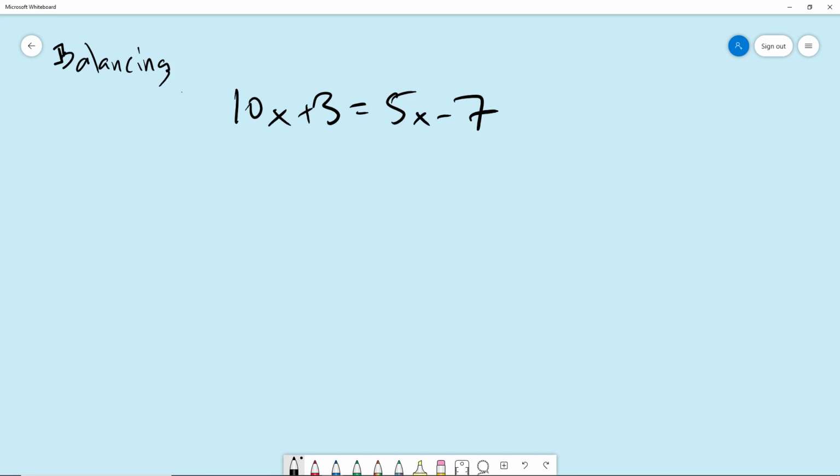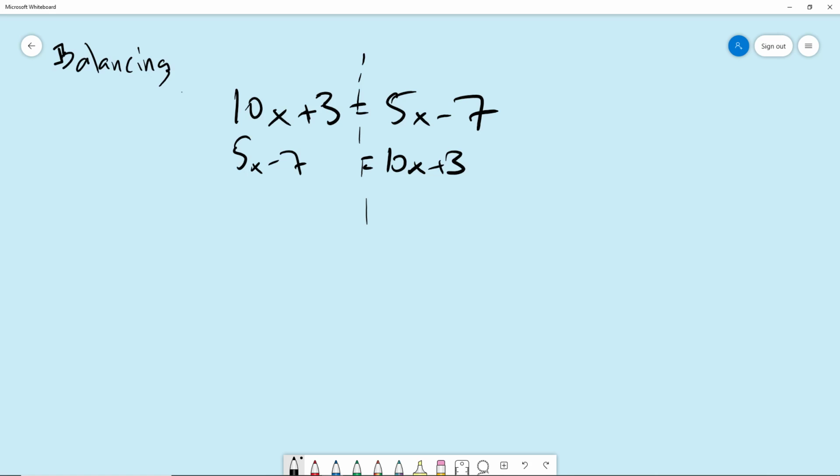Alright, so let's just look at something you might see. Overall, this is pretty basic. This is a 3. We got 10x plus 3 is equal to 5x minus 7. So, we got multiple terms on multiple sides. You have a lot of flexibility here. You can flip it around if you really wanted to and get 5x minus 7 and 10x plus 3.